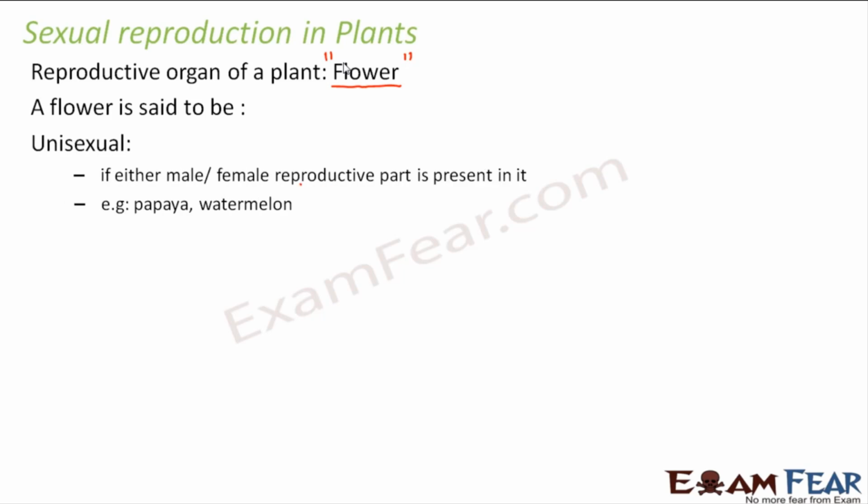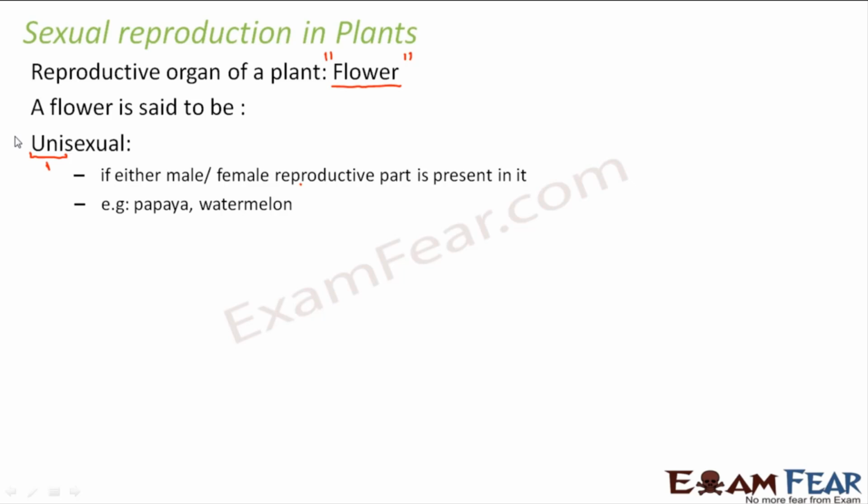A flower is said to be unisexual if either the male or the female reproductive part is present in it. The word uni itself means one. So unisexual means only one sex is present inside that flower. Either the male part is present or the female part is present. If the male part is present, it will produce the male gamete. If the female part is present, it will produce the female gamete. Both of them will not be present in the same flower. That kind of flower is known as unisexual.